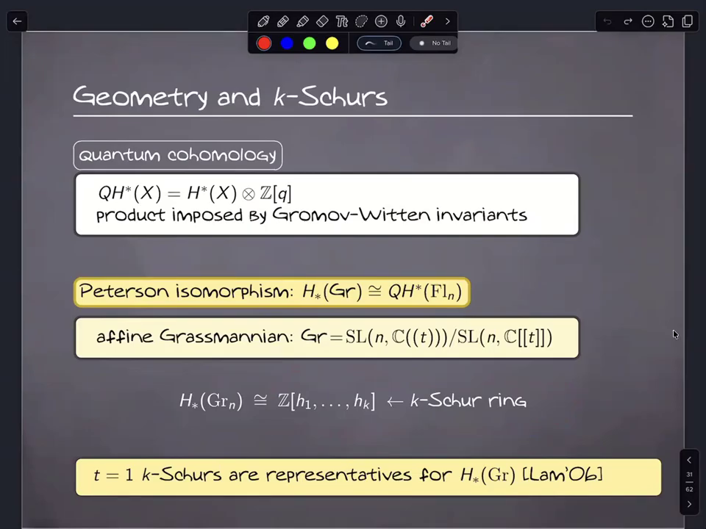So then, Mark and I decided that it had to be that the K-Schur functions were representing these Schubert classes in the homology of this affine Grassmannian. And Thomas Lam, who was like a whippersnapper at that point, immediately proved it, that when t is 1, this definition that Luke and I gave for K-Schur functions could be representatives for this affine Grassmannian.